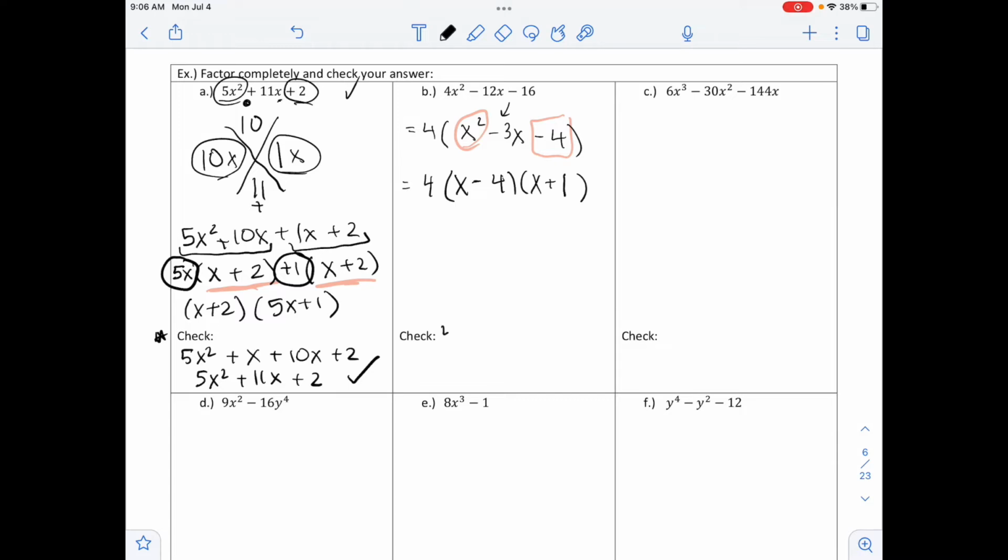So checking this, we still have a 4 out in front, and I'm going to go ahead and multiply my x minus 4 times my x plus 1, and we get x squared plus x minus 4x minus 4. I'm going to go ahead and combine my like terms. So we have x squared minus 3x minus 4. Distributing through my 4, I have 4x squared minus 12x minus 16, which checks to what we had up above. So part C, I'm going to go ahead and circle, and we'll look at that one together in class.